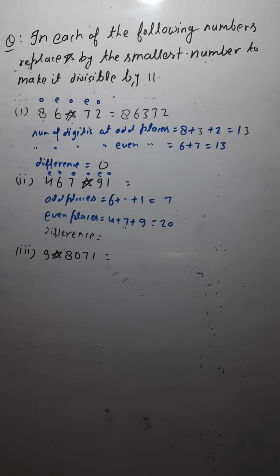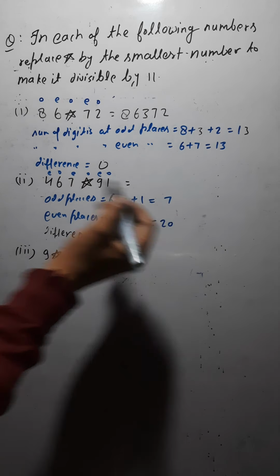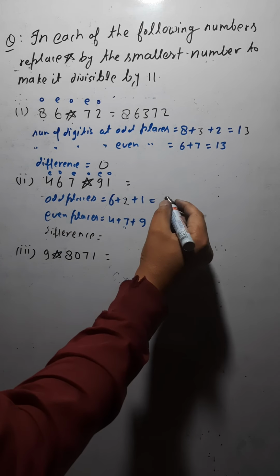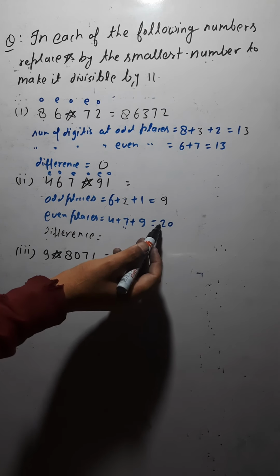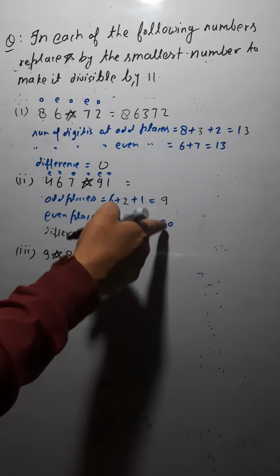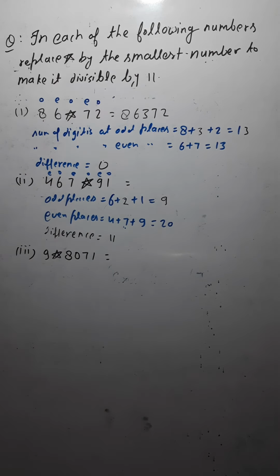Now suppose, how much should I write here? If I write 2 here, this would become 9. See, if I write 2 here, this would become 9. And now you see the difference: 20 minus 9 is how much? 20 minus 9 is 11. Now you see, 11 is divisible by 11.